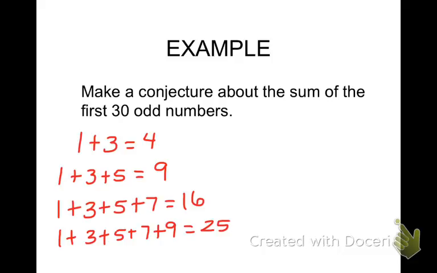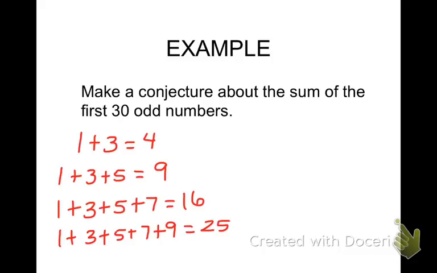Odds and evens. So when I have an even number here, I'm going to get an even sum. If I have an odd number, I'm going to get an odd sum. So 30 is an even amount of numbers, so that means my sum's probably going to be even. And 30 squared is 900.